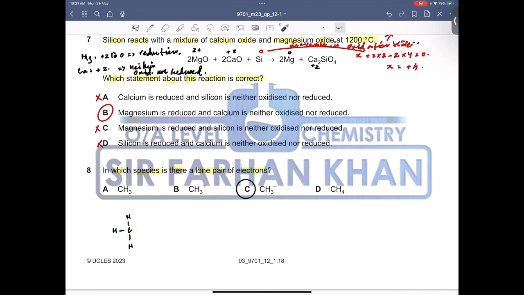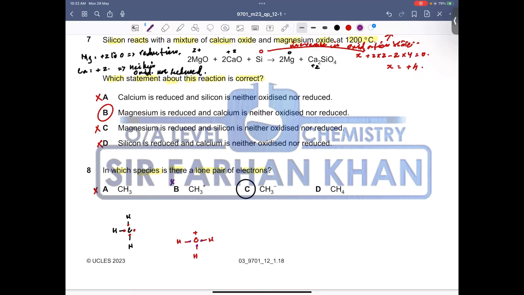Because carbon has 4 electrons in its valence shell. Let's count those 4 electrons of carbon: 1, 2, 3, 4. So basically there is no lone pair, and therefore A is an incorrect option. In B, let's draw the structure of CH3 again, and obviously carbon has a positive charge. Carbon is found in group 14 of the periodic table, so it has 4 valence electrons. Let's count those: 1, 2, 3. So again, there is no lone pair on the carbon atom because of this positive charge. Again, it's going to be incorrect.